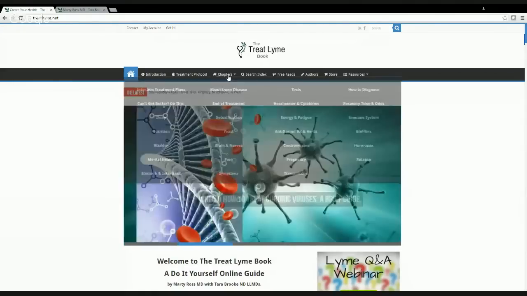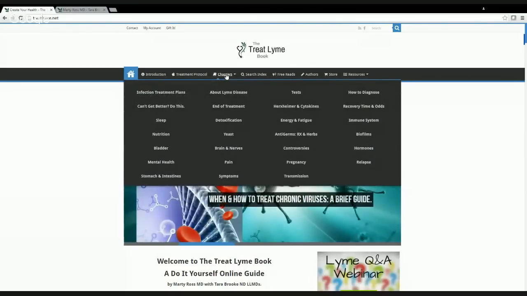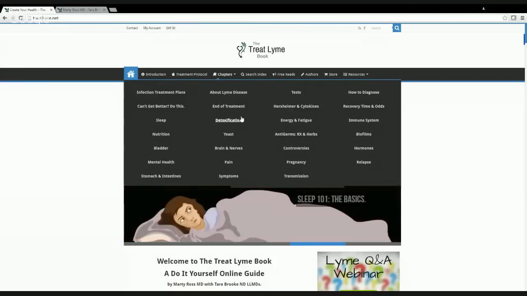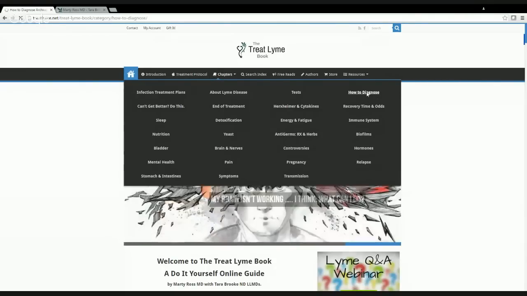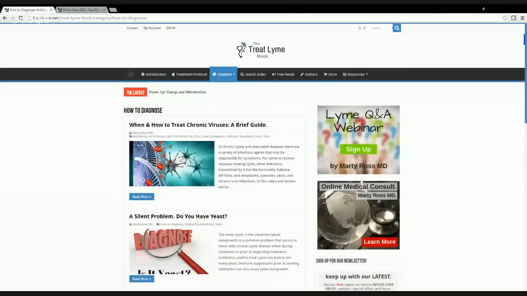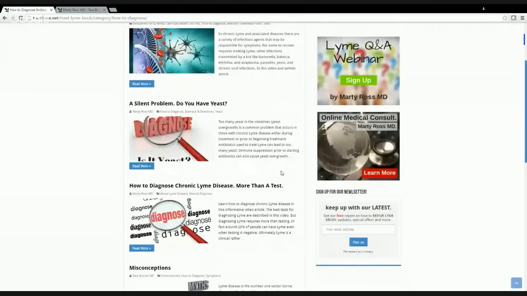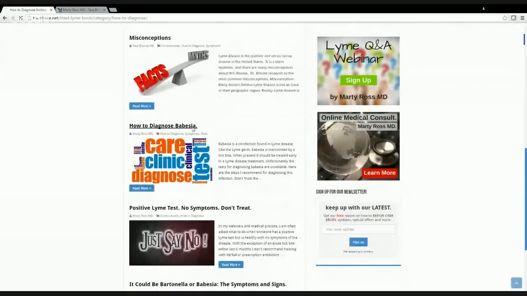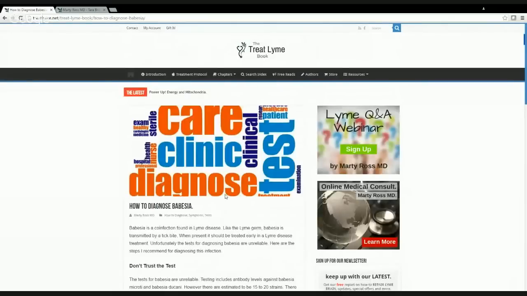And up here in the chapters tab, this big mega menu pops out. All right. So if you want to find information about how to diagnose Babesia, we're going to go to the how to diagnose chapter here. And this pulls up all the articles I've written about how to diagnose different things in Lyme disease, of which one of them is the article on how to diagnose Babesia. All right. This is one of the articles that you have to be subscribed to, but it lays out in some detail the things that I consider.